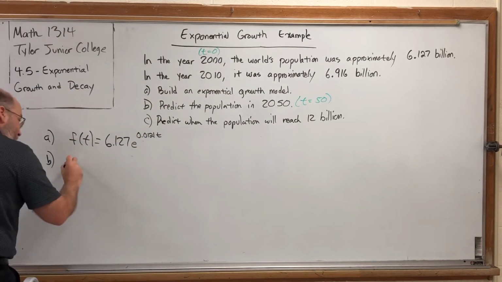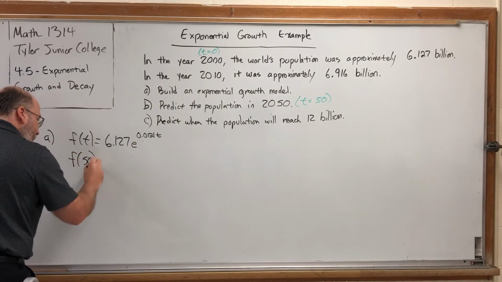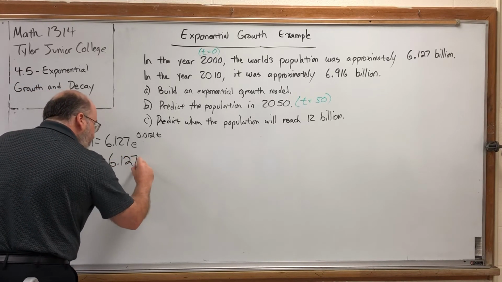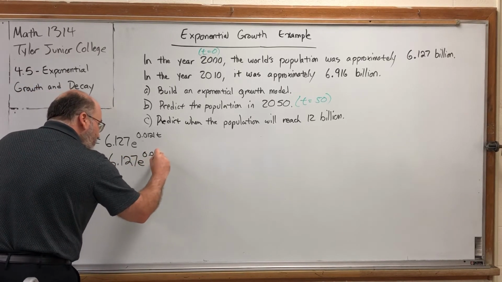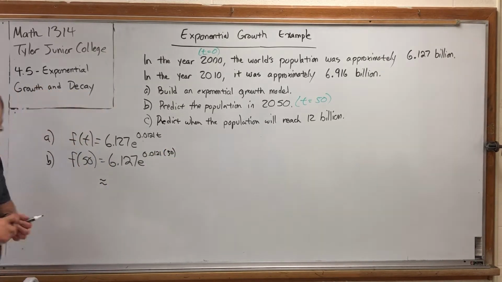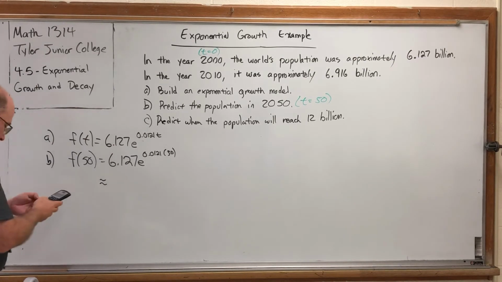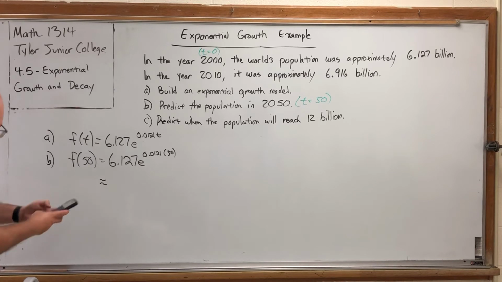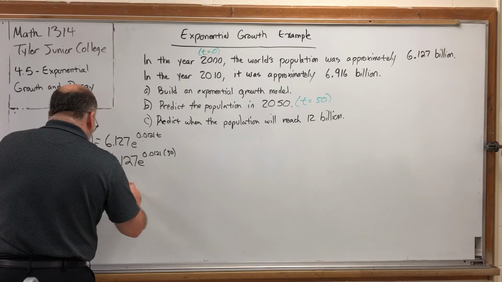So all we have to do is put 50 into the function and see what comes out. 6.127 e to the 0.0121 times 50. Again, this is just calculator button pressing, so I hope you're comfortable with your calculator. 6.127 times e to the 0.0121 times 50, and we get approximately 11.22.